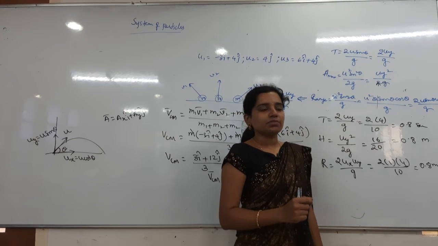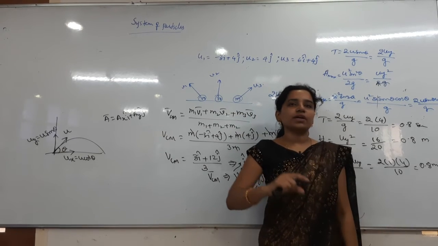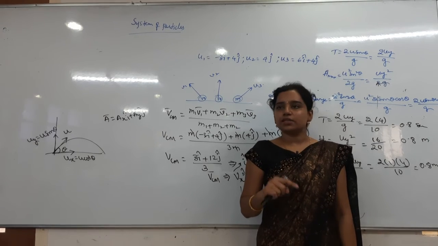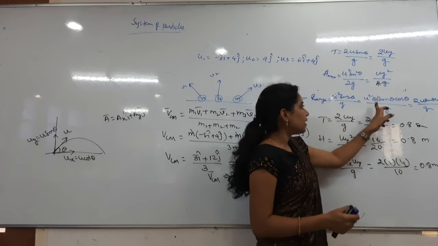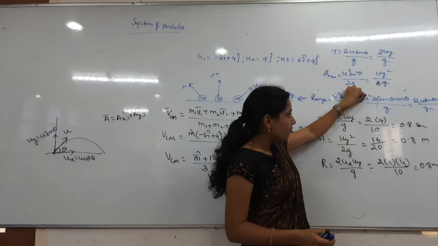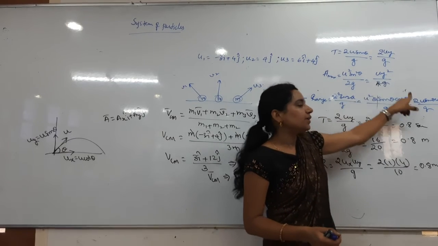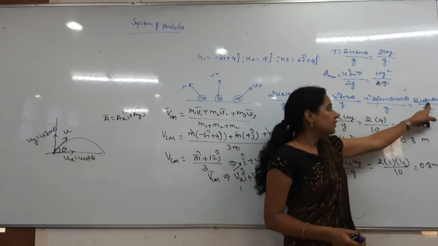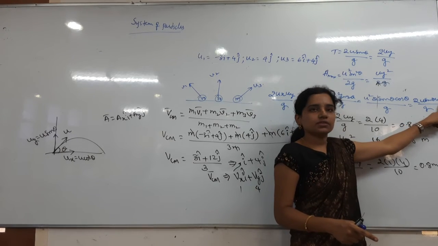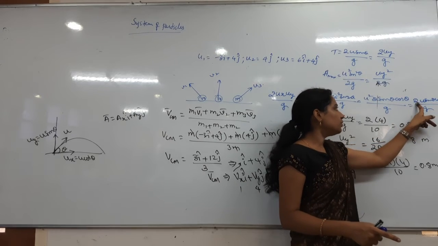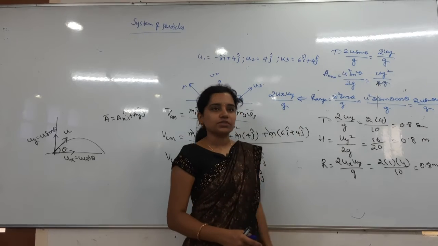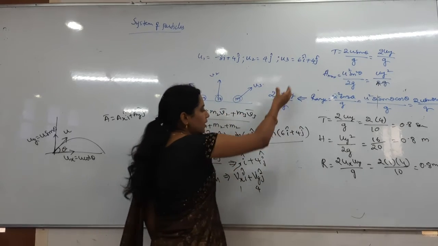Then the range formula is important here. Range is u square sin 2 theta by g. Sin 2 theta I can write as 2 sin theta cos theta. Then I have taken 2 outside, giving one u for the sin theta and another u for the cos theta. So u sin theta is uy, and u cos theta is ux. So ux into uy into 2 divided by g. That is the range.